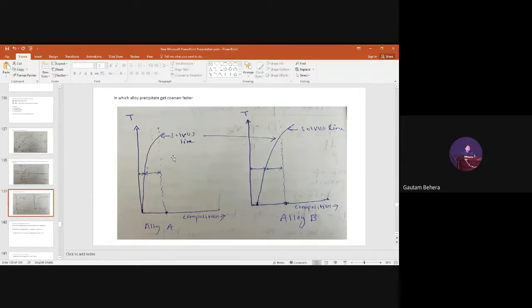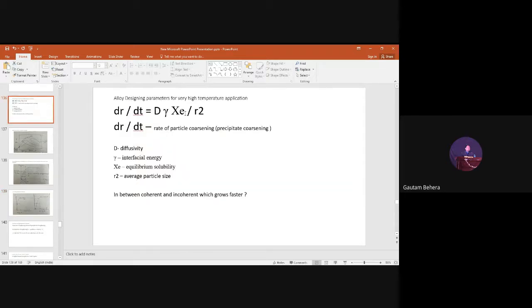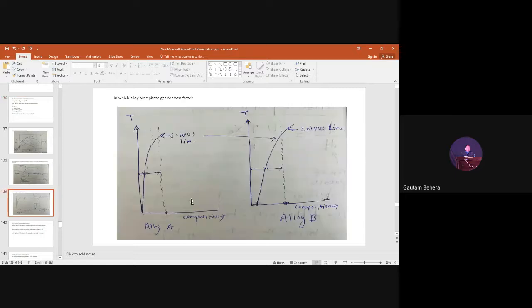And look at this: this is alloy A, this is alloy B. Can anybody tell me, between alloy A and alloy B, in which case the particles or precipitates become more coarse? You have to correlate this equation with this image. This is the alloy A phase diagram, this is the alloy B phase diagram. Between alloy A and alloy B, in which case do the particles become more coarse?